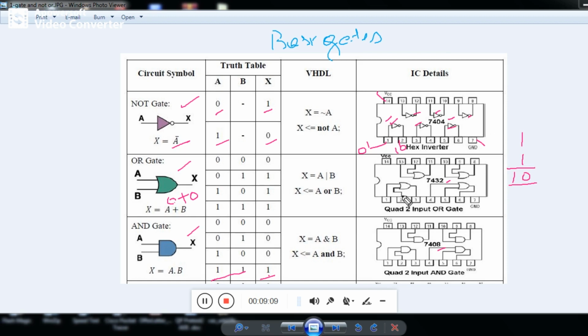The 7432 contains 4 gates. Here it is 6, this one is 6. Here it is 4 because each gate has 2 inputs. That's why the number of gates is reduced to 4. This is pin number 1, this is pin number 2, and this is pin number 3. Pin number 3 is the output.